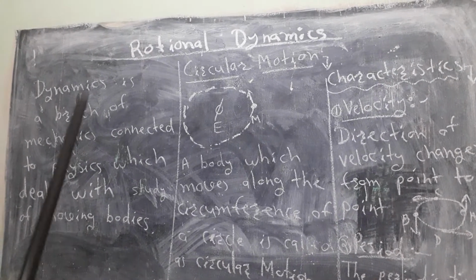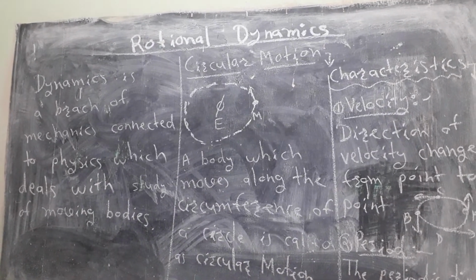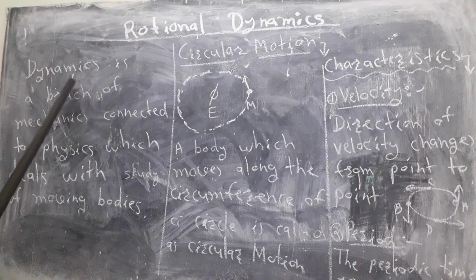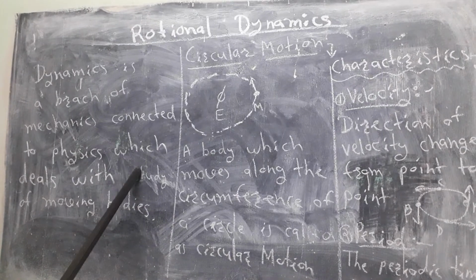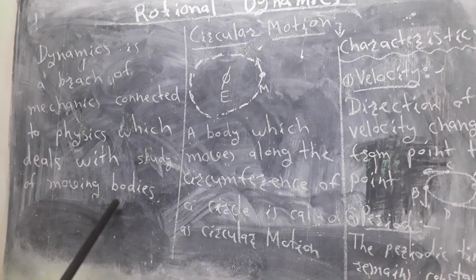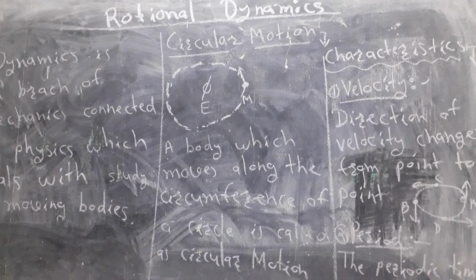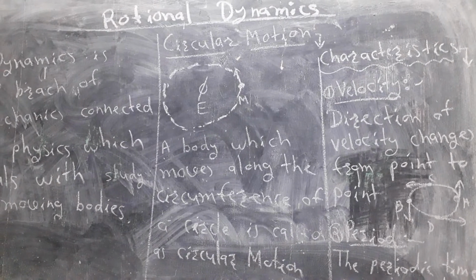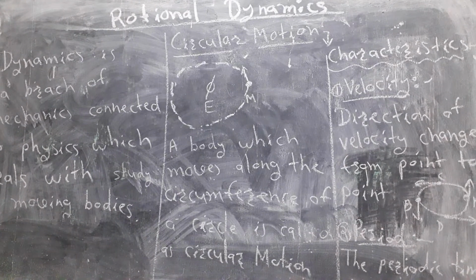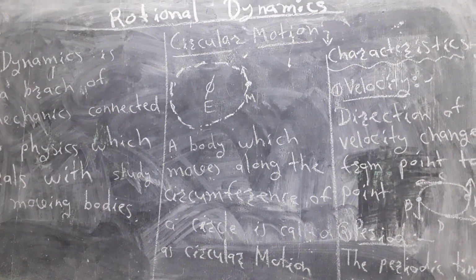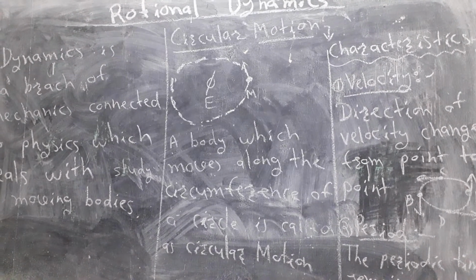First chapter is namely rotational dynamics. Let us see the meaning of the word dynamics. Dynamics is a branch of mechanics which is connected to physics and which deals with the study of moving bodies. So in this chapter we'll study the dynamics, the characteristics of rotational dynamics. We'll see applications of these dynamics. We'll see the reason or cause behind its dynamics.